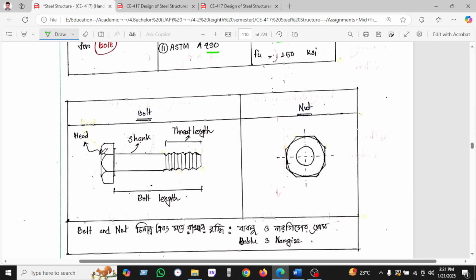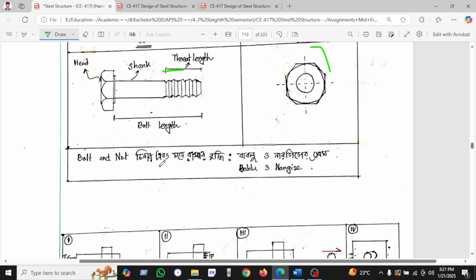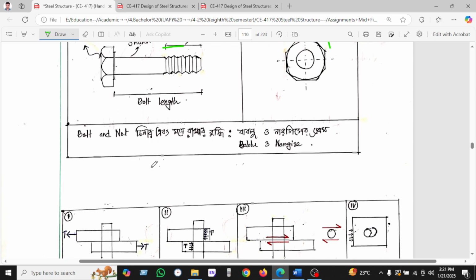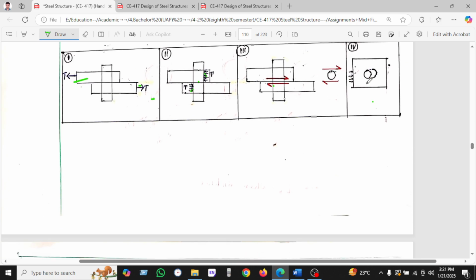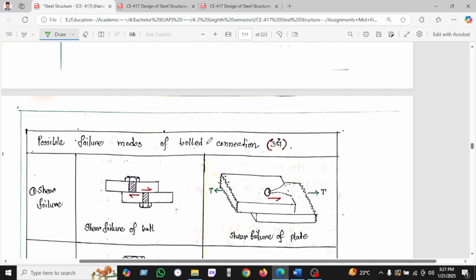Okay, we can see here is a bolt, here is the head and shank, and the thread length we can see here, and the total bolt length you can see. This is the nut we can see. We can see, number one, if we apply tension at two ends, then this type of stress occurs, and shear occurs on these two surfaces. And this is another phenomenon, when the bolt goes to tearing.